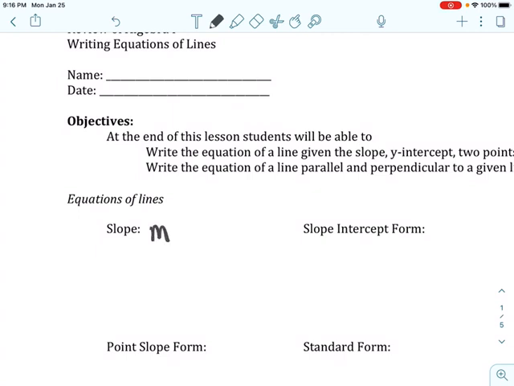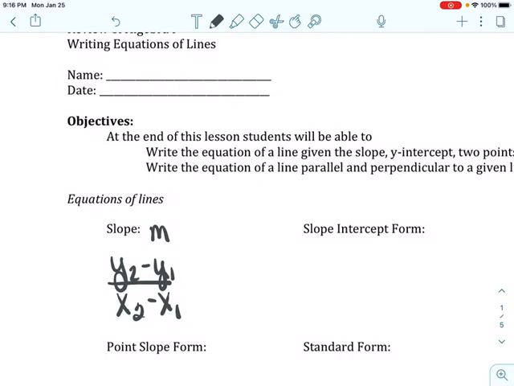Remember slope, which is our symbol for m. We can remember it's rise over run, change in y over change in x. Graphically, we can visualize going up and over, down and left. But if we're given 2 points, it's the difference of the y's over the difference of the x's.